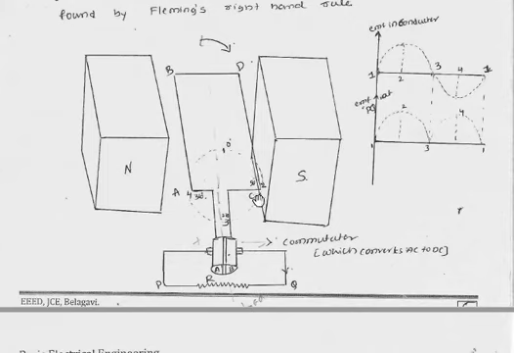And when the conductor AB comes to position number 3, again the direction of motion would be like this, and this is the direction of the flux. The angle between them is 0. So 0 flux is cut, and the EMF induced is 0.